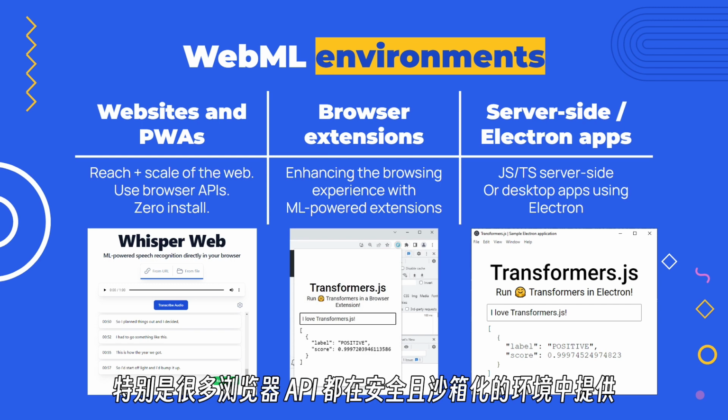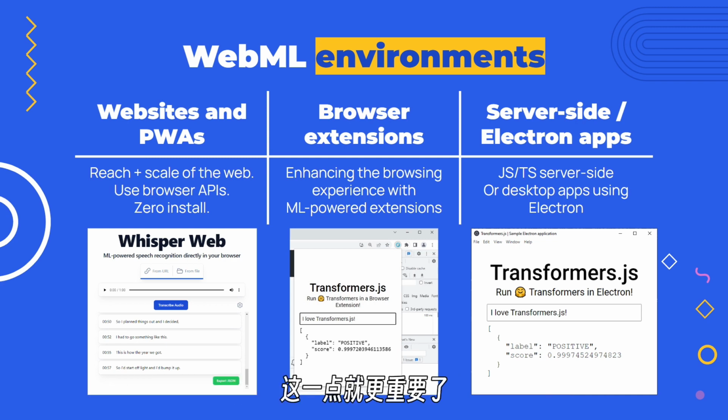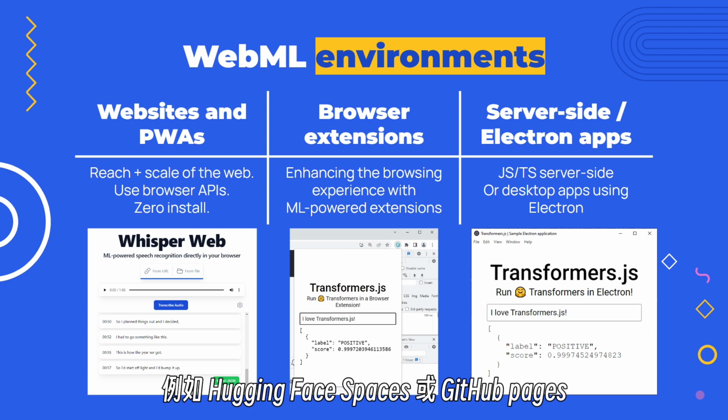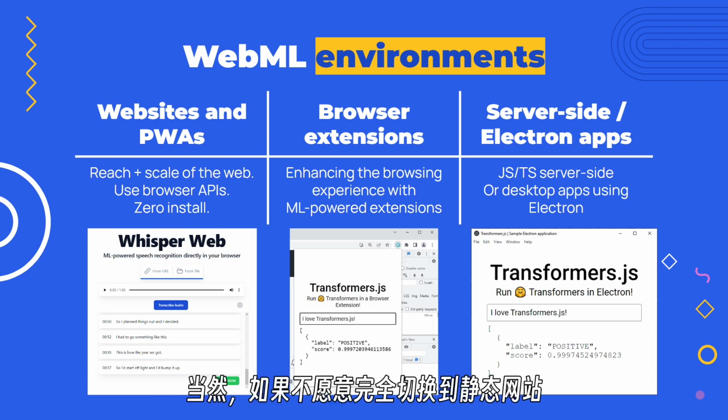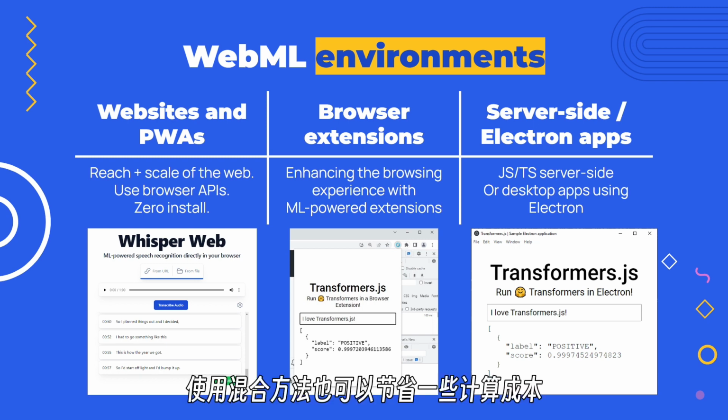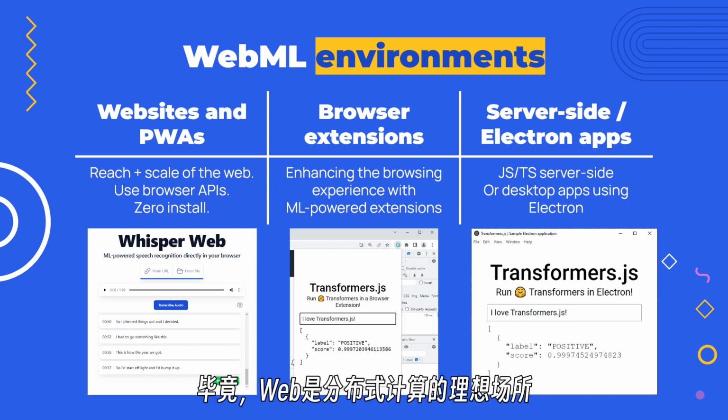This is especially true considering the plethora of browser APIs made available to web developers in a safe and sandboxed environment. Another benefit is that you don't even need to worry about server costs. Like all the demo applications shown earlier, you can export your application as a static website and use free hosting like Hugging Face Spaces or GitHub Pages. Of course, if developers are not willing to completely switch over to static websites, using a hybrid approach can certainly alleviate some costs. After all, the web is the perfect place for distributed computing.